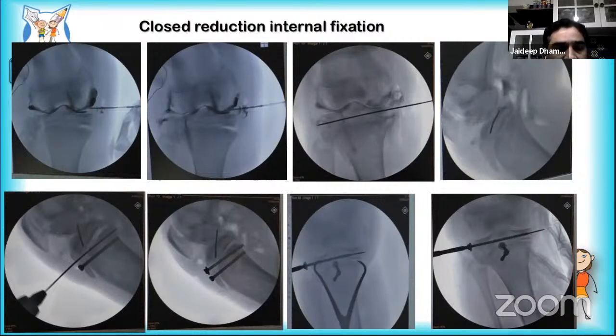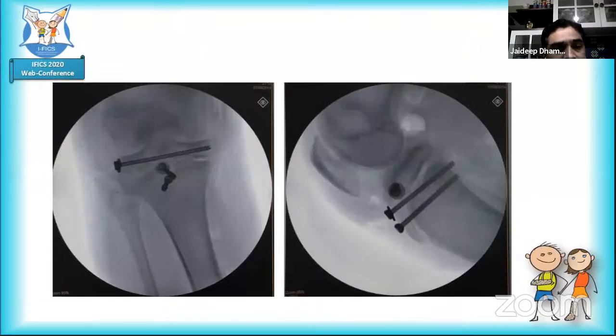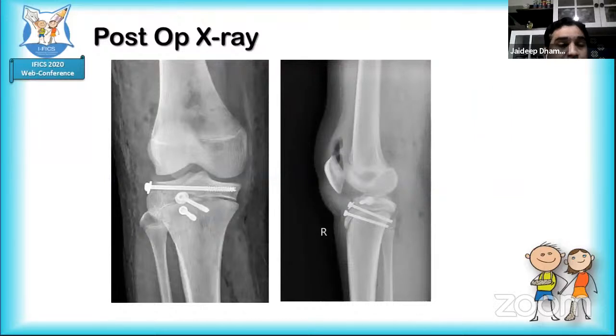You can see after fixation of the fracture, nice articular alignment here. This is a final picture. This post-op X-ray.